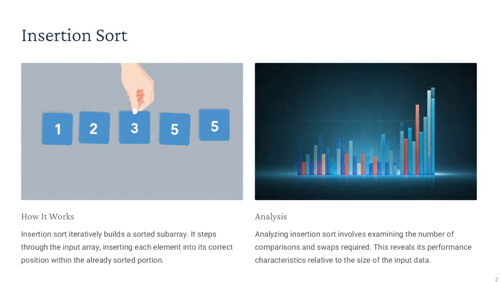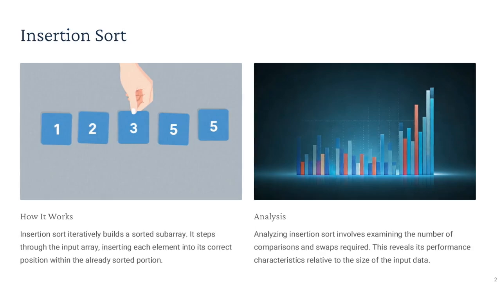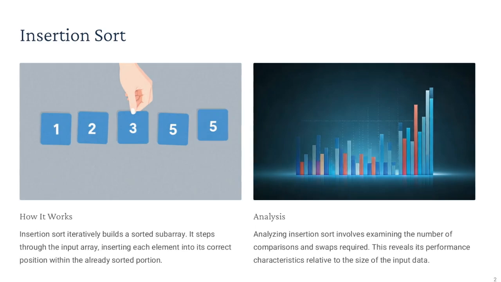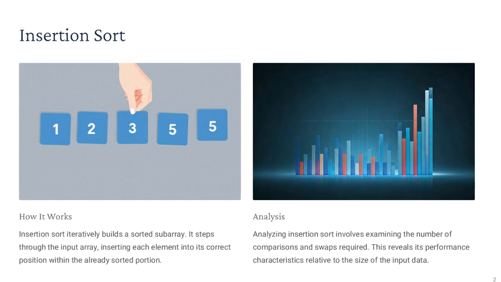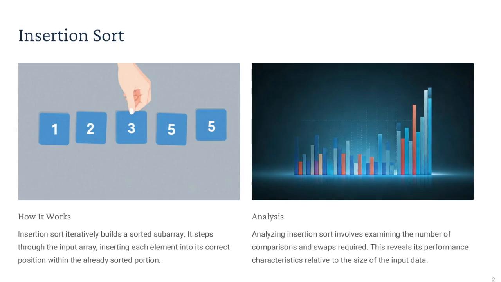Analyzing insertion sort involves examining the number of comparisons and swaps required. These operations determine the algorithm's time complexity. In the best-case scenario, when the array is already sorted, insertion sort operates in linear time, or theta, n. In the worst case, with a reverse-ordered array, it runs in quadratic time, or theta, n squared. Understanding these scenarios highlights the importance of selecting appropriate algorithms based on input characteristics.